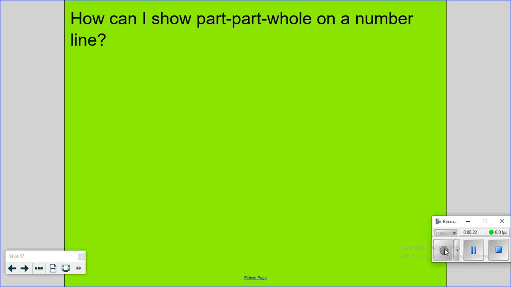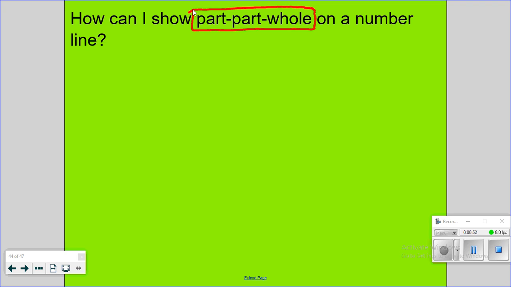We know what a number line is. You've been working with number lines since you were in kindergarten, where the numbers live. You've been doing a lot of work with number lines in here. But what is part whole? What is that? Explain it to me.